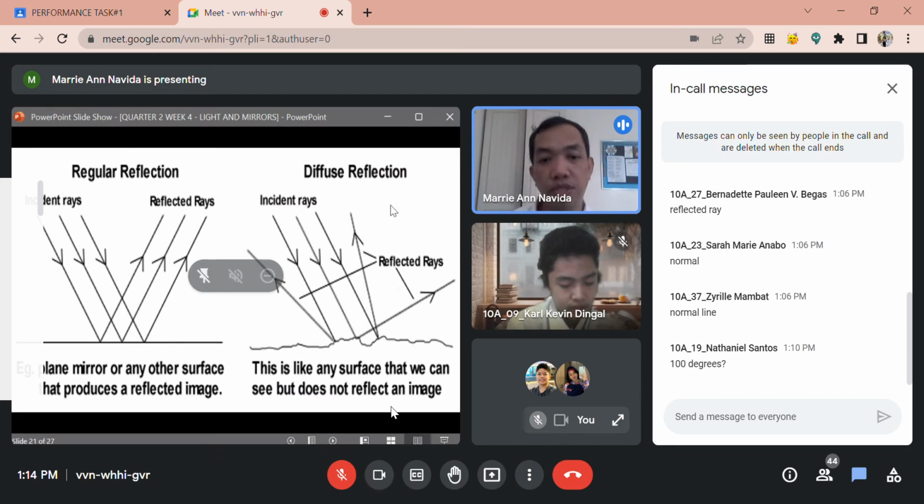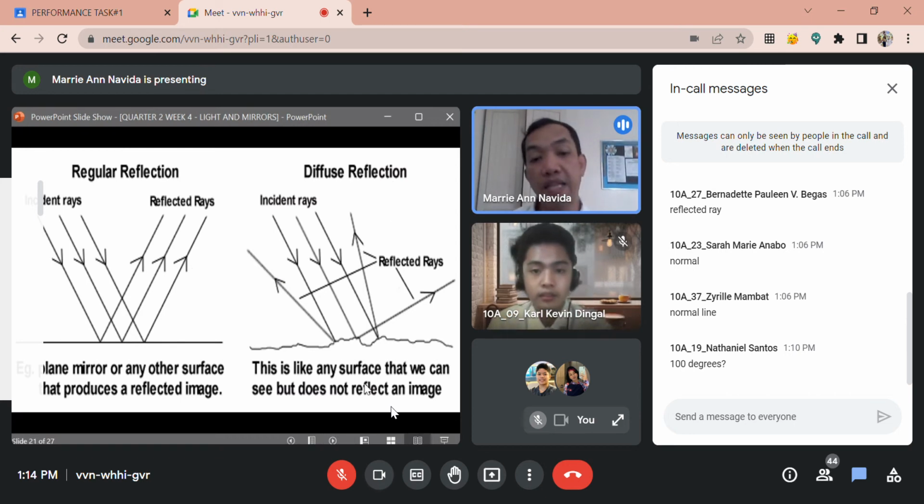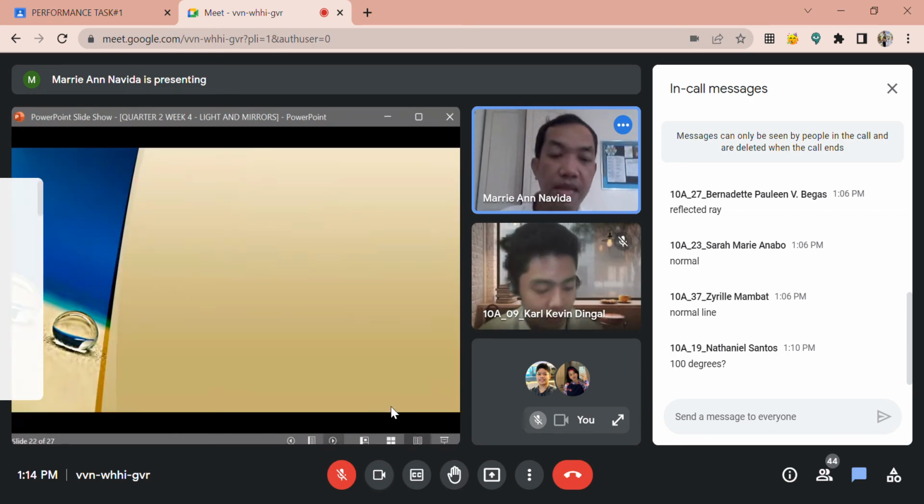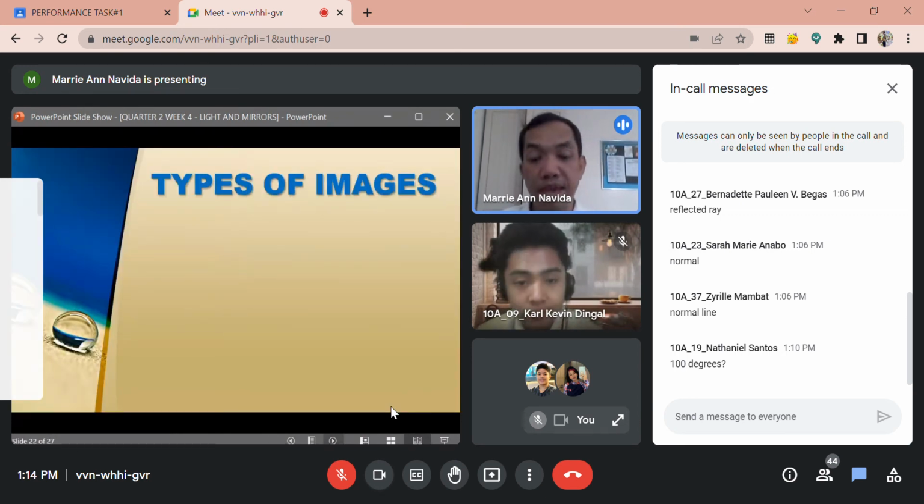While on the diffuse reflection, this is light on any surface that we can see but does not reflect an image. For example, the foil. You know the foil? Aluminum foil. If you look at yourself in the foil, you cannot determine the whole face. So that is an example of diffuse reflection. Okay, next. Let's go to the types of image.